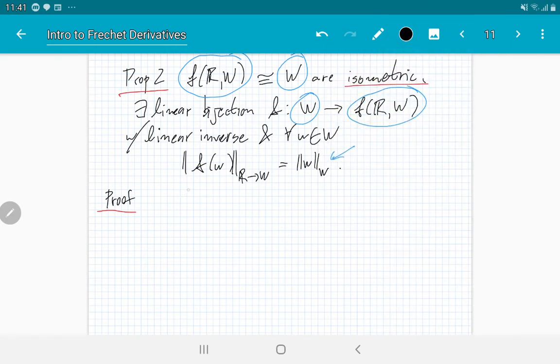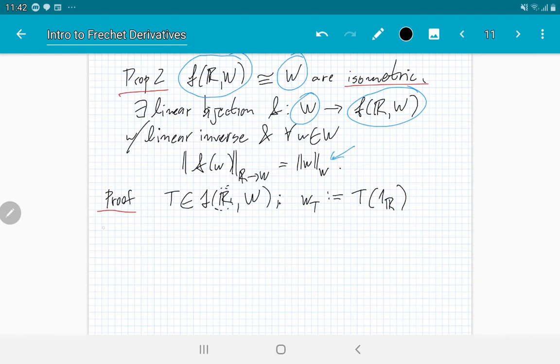Okay, how do I prove this? So look, first of all, let's take a bounded linear operator T from R to W. And let me define w(T) as the linear operator applied to 1, and to emphasize, it's 1 from R, right? This makes sense, right? I have a linear operator from R to W. I can compute the linear operator at a specific point of R, which is 1. And I have this vector.